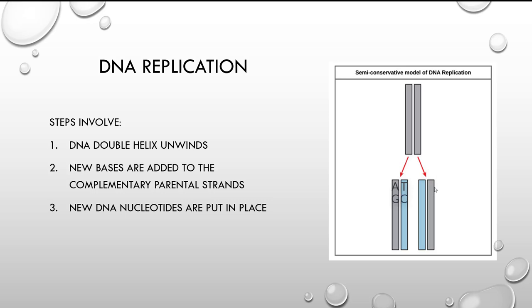Same with the other side. If we have a thymine over here, then an adenine will get added here. If we have cytosine, then a guanine will get added, and so forth. Each new DNA nucleotide will get put in place based off the parent strands as the template. It'll keep going until the entire thing has been copied. At the end, you get two completely identical double helices. And that's it. Pretty simple.